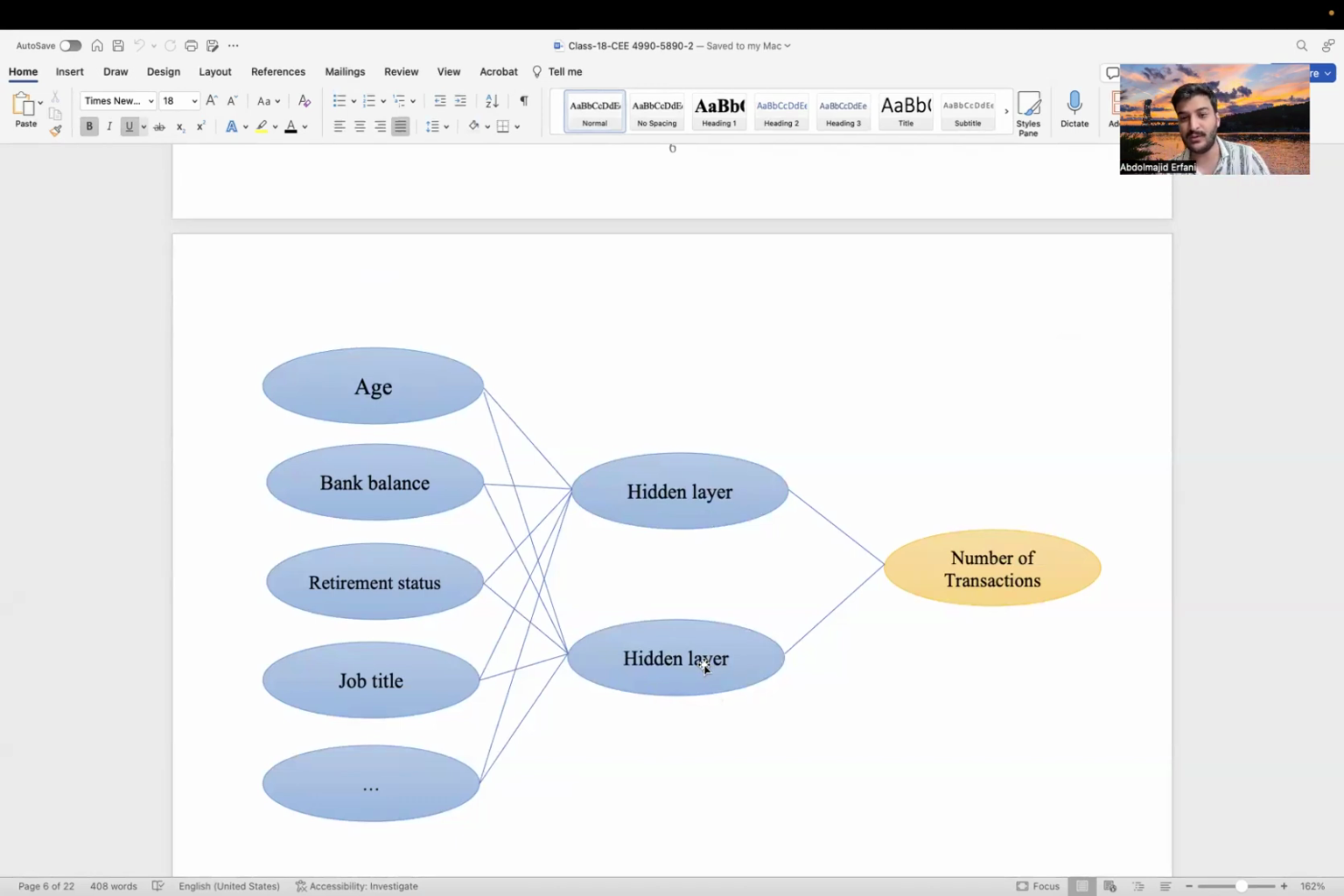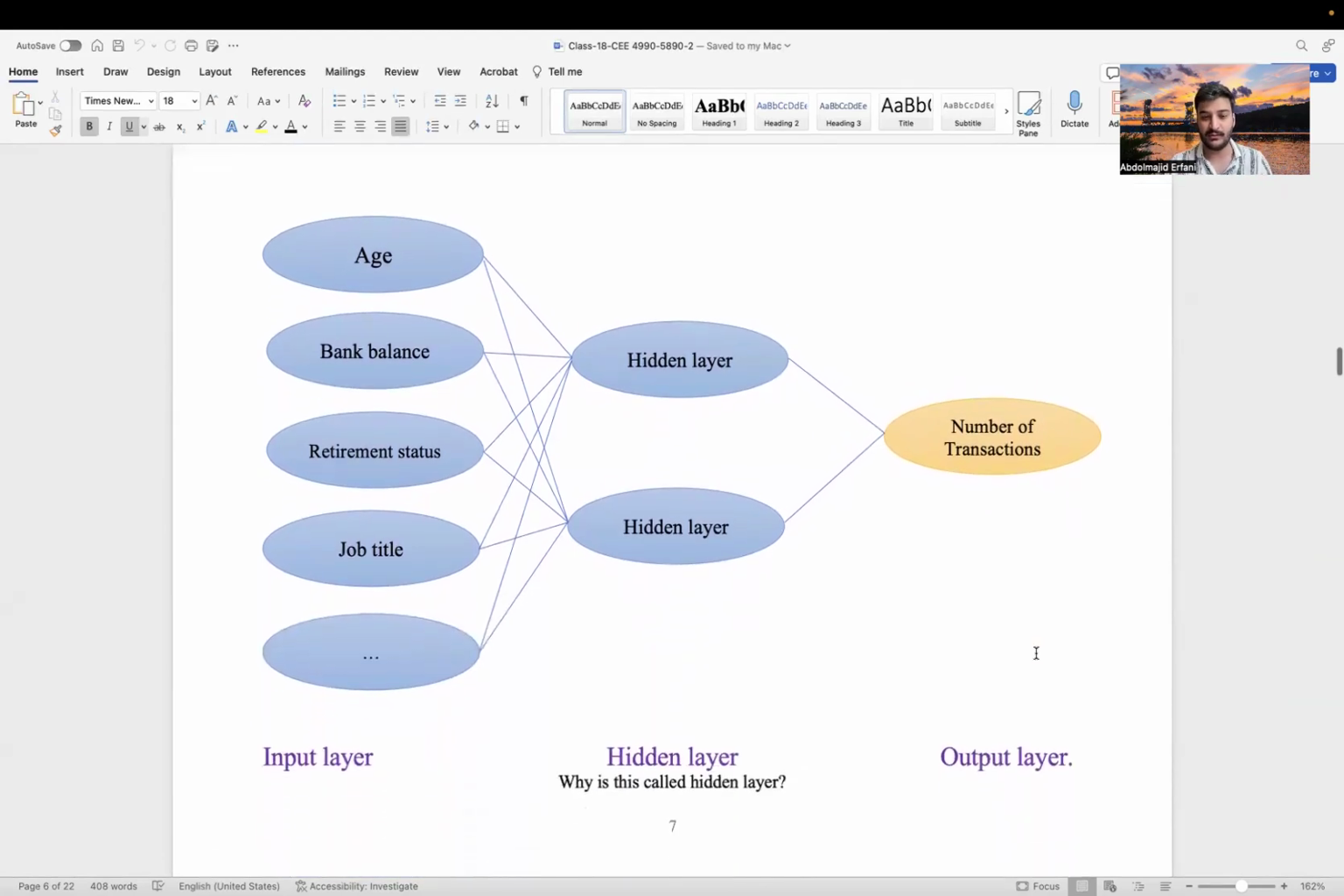And then the final goal is, after you have different layers, after you have different calculations, your optimization process will give you the number of the transaction based on all of the input features. You go back to the age, the bank balance, retirement status, job title, you have all those as numbers, you interact those numbers, and then those numbers finally together give you the output layer. This is called the output layer, the number of the transaction.